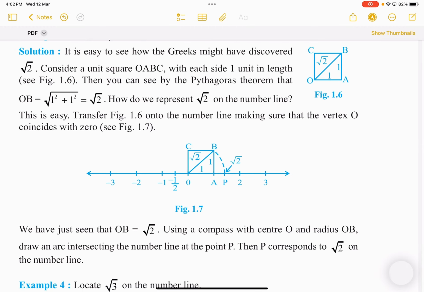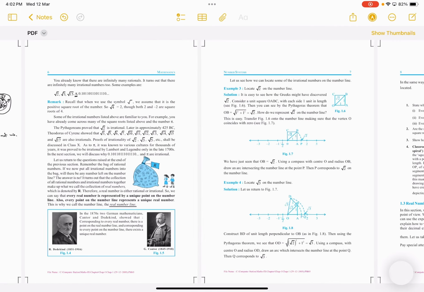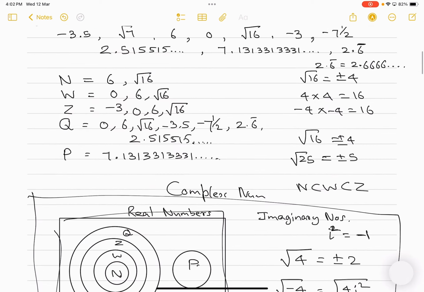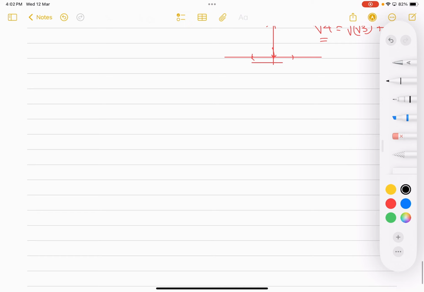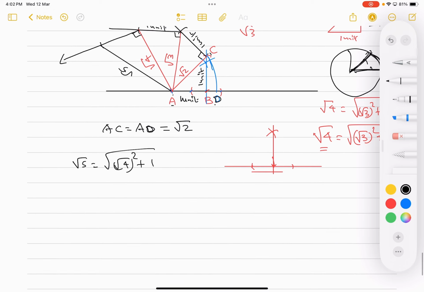So look at your root 2 number line. How to proceed? Root 3 number line. Root 5 you can do by 2 square plus 1, isn't it? How to proceed? This is for the activity. This is also root 5. Root 5, where did you get it from? Here. How did you get root 5 here? Actually, you got root 5 as root 4 the whole square plus 1.